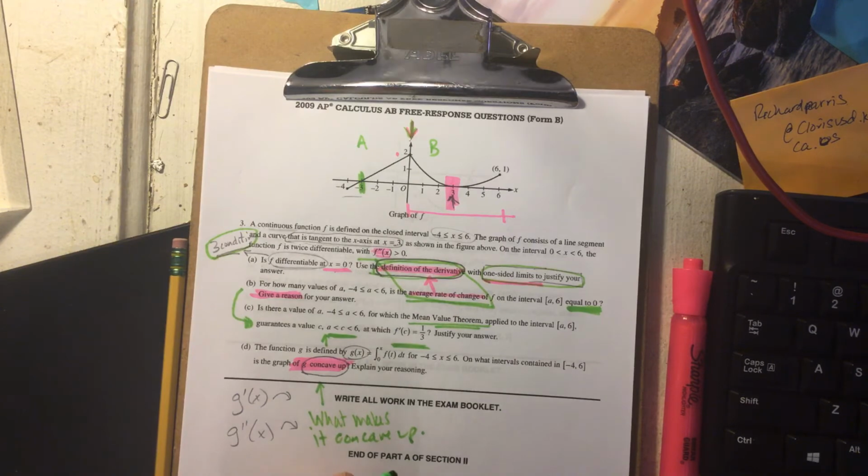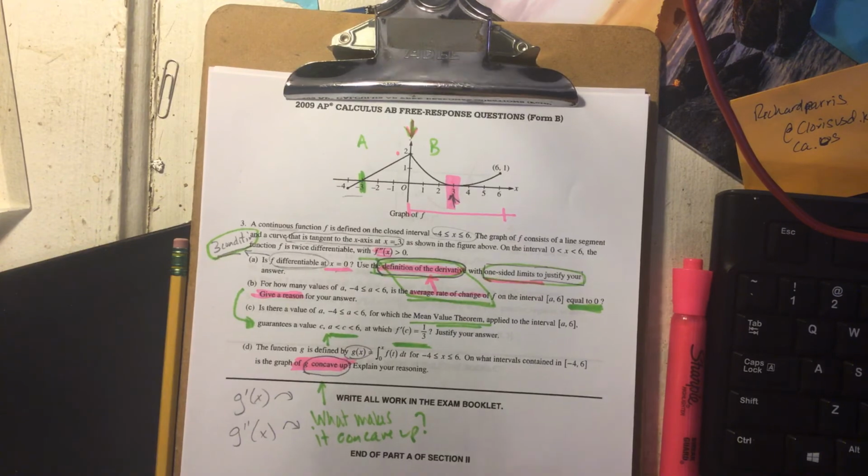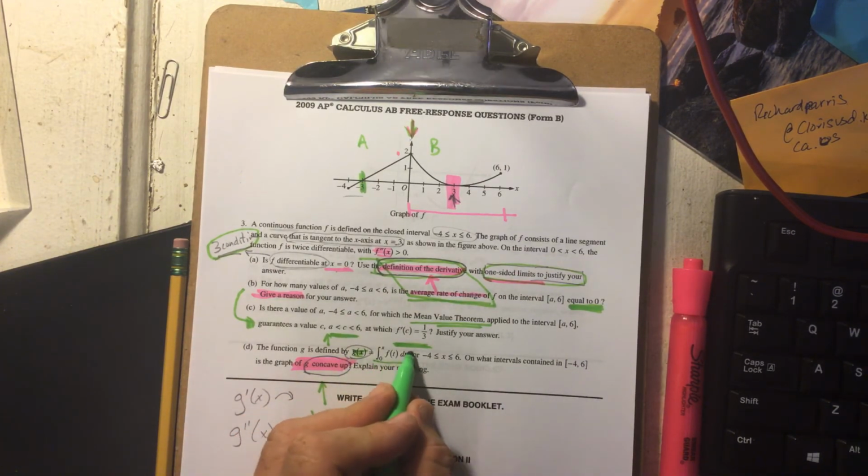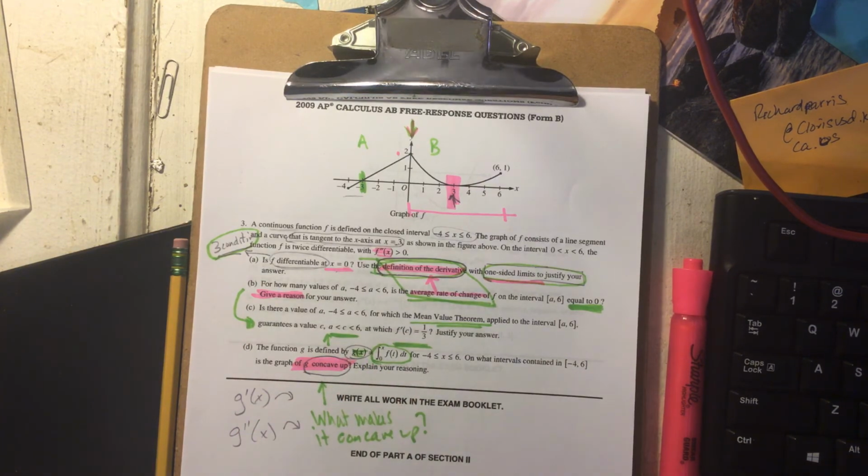So they're asking you to justify some things where it's going to be concave up, okay? So make sure that the justification is extremely crucial, where these rules, what makes it concave up, using g of x. Now remember, g of x is right here. g of x is the integral of this. So we're dealing with the fundamental theorem of calculus again.